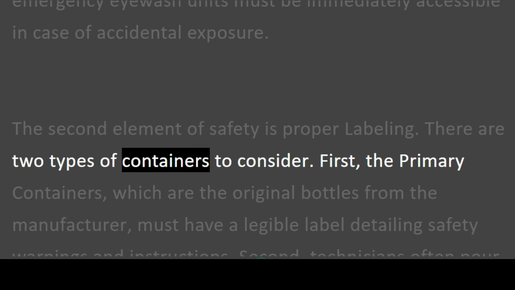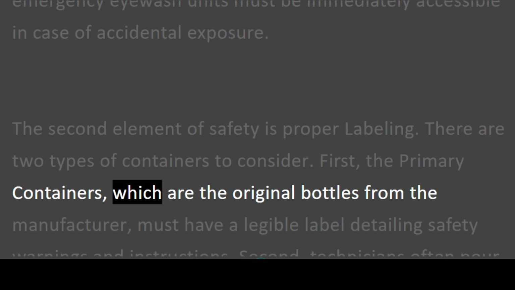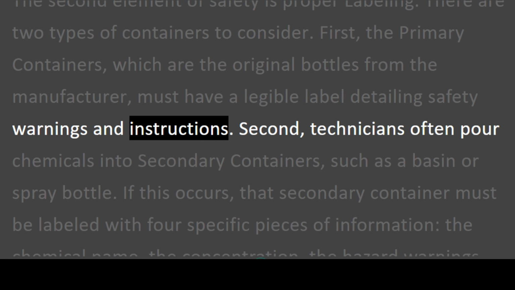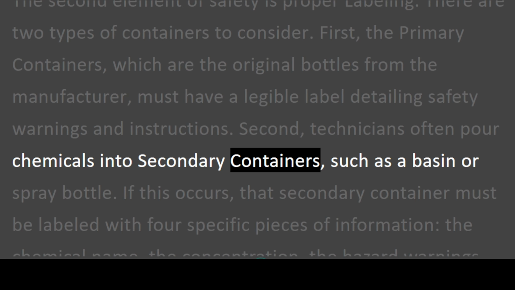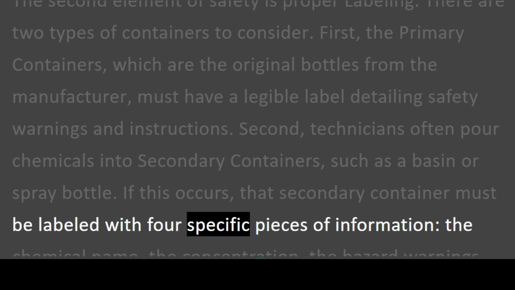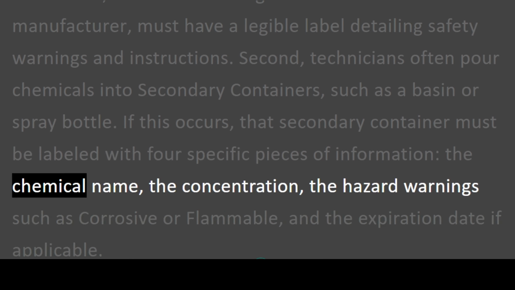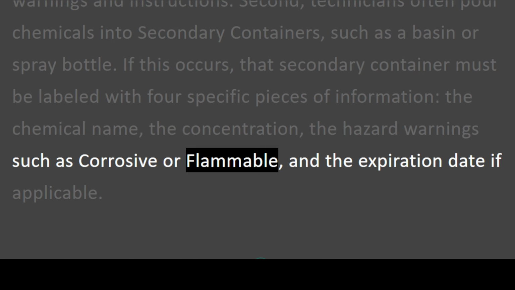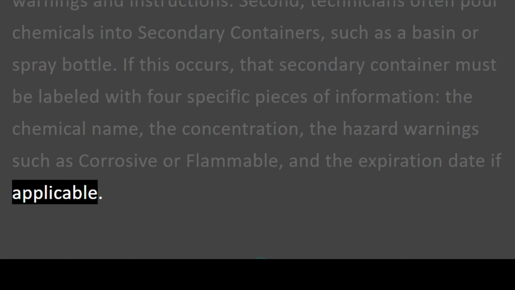There are two types of containers to consider. First, the primary containers, which are the original bottles from the manufacturer, must have a legible label detailing safety warnings and instructions. Second, technicians often pour chemicals into secondary containers, such as a basin or spray bottle. If this occurs, that secondary container must be labeled with 4 specific pieces of information: the chemical name, the concentration, the hazard warnings such as corrosive or flammable, and the expiration date if applicable.